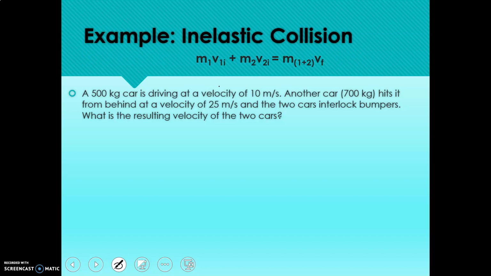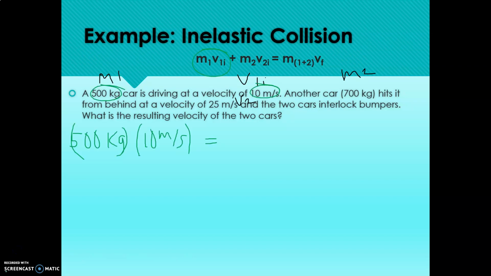A 500 kilogram car is driving at a velocity of 10 meters per second. So this would be your M1, this would be your V1 initial. Another car, which is 700 kilograms, so M2, hits it from behind at a velocity of 25 meters per second, and that is going to be your V2. And the two cars interlock bumpers. What is the resulting velocity of the two cars? So I'm just going to go ahead and start plugging in, so hang tight.